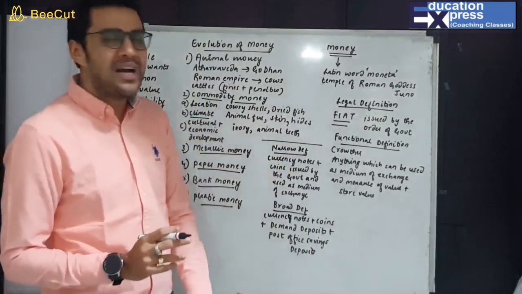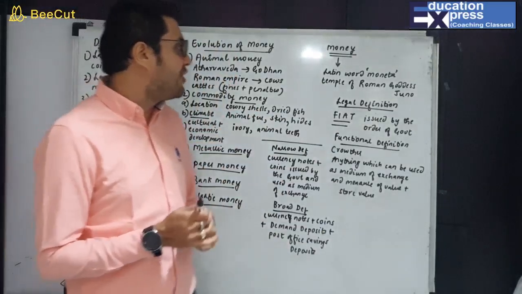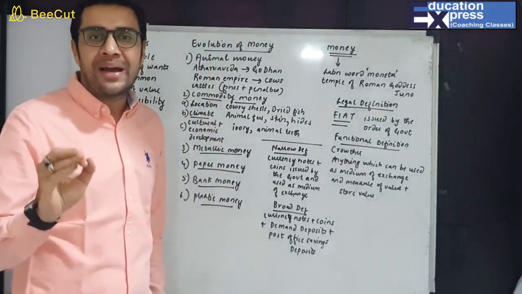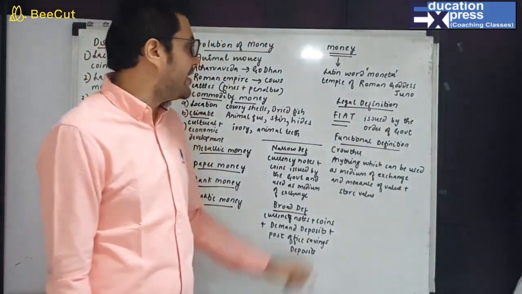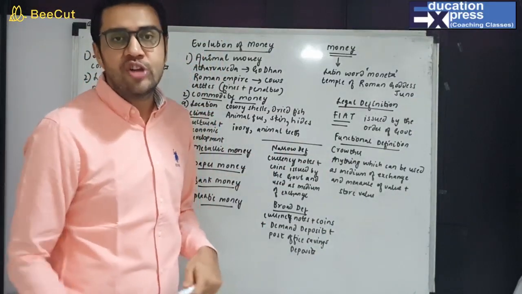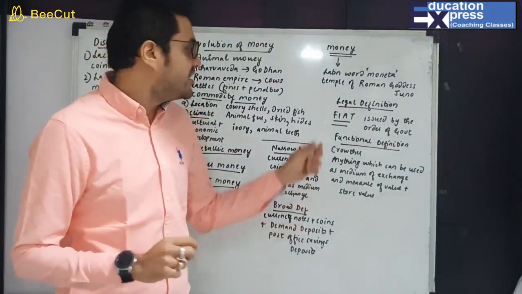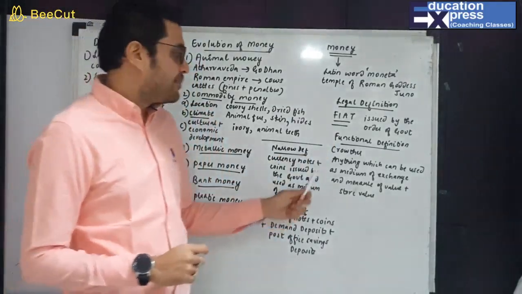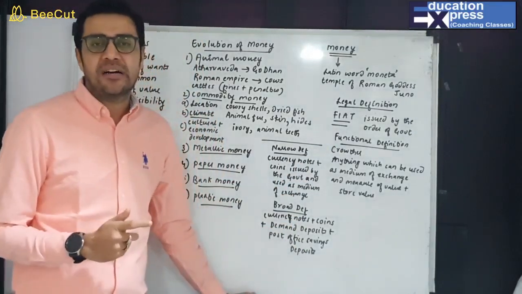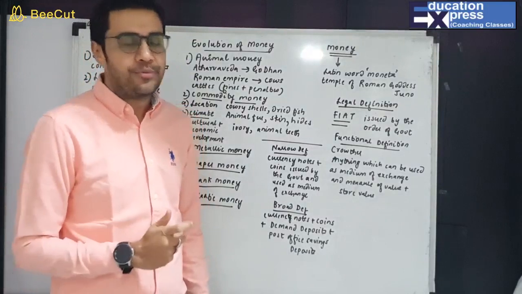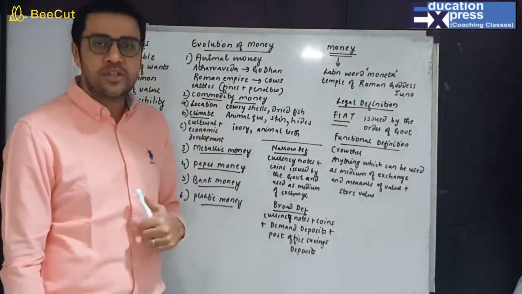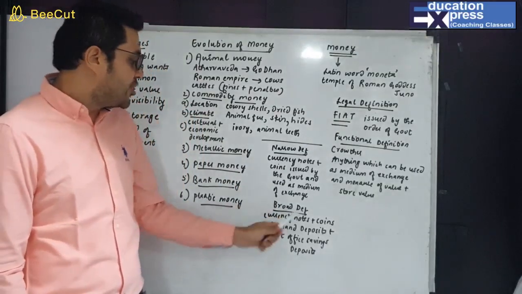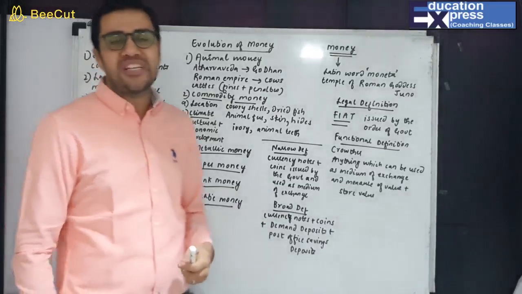So all these are for 2 marks. How is the word money derived? It is derived from a Latin word moneta, in a temple of the Roman goddess Juno. Legal definition: anything given by the law or prescribed by the government is called the legal definition of money. It is also called fiat money because it is issued by the order of the government. Functional definition given by Crowther: anything which can be used as a medium of exchange and can act as a measure of value and also store of value. Narrow definition: currency notes plus coins issued by the government and used as a medium of exchange. Broad definition: currency notes plus coins plus demand deposits plus post office savings deposits.